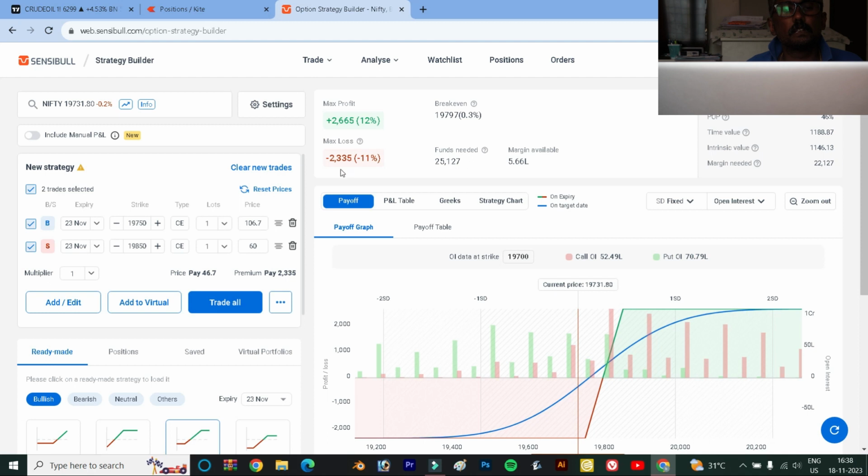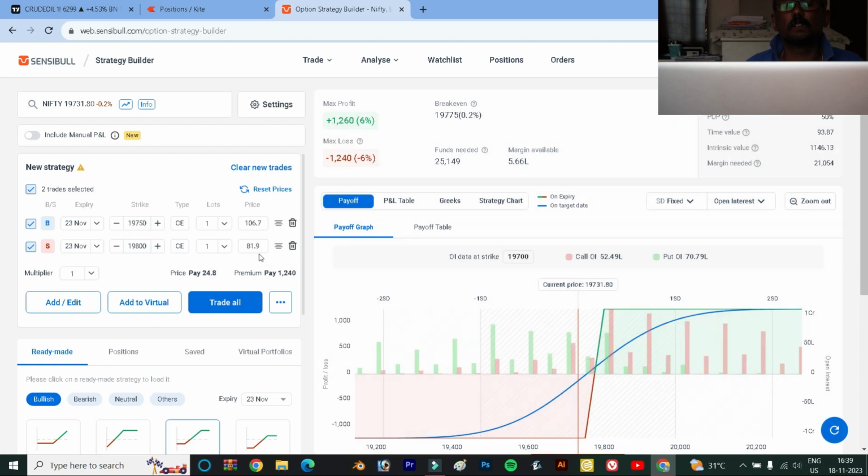Now again I will increase to 19,850. The difference is only in the strike price, only around 100. And how much have we paid? Only 46 rupees we have paid, that is 106 minus 60. So the profit and loss, the risk, will be around 1:2. We can say that the risk reward will be around 1:1, and the probability of profit is around 46%. Like that we can do this one.